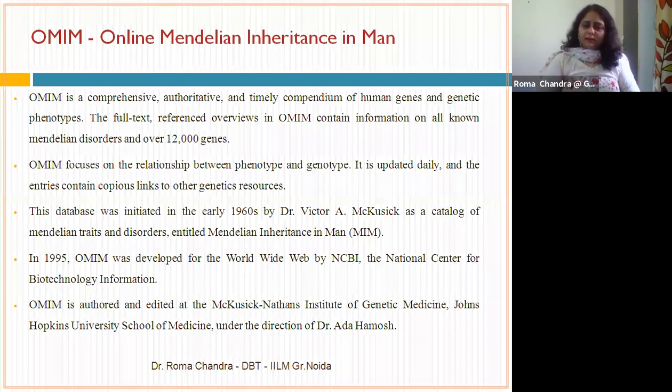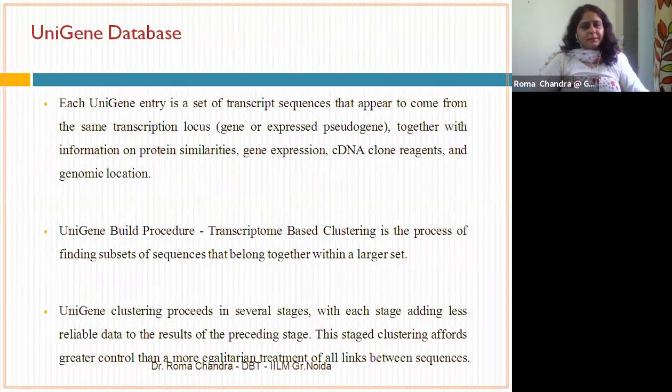Okay, and Johns Hopkins University School of Medicine is taking care of this particular database, dealing with all the Mendelian disorders related to Homo sapiens. Then UniGene is one more database, and it is a set of entries, actually sets of transcript sequences that appear to come from the same transcription locus. It can be a gene or an expressed pseudogene, and together they deal with information related to proteins, the expression of genes, the cDNA clone regions, genomic location, and so on.